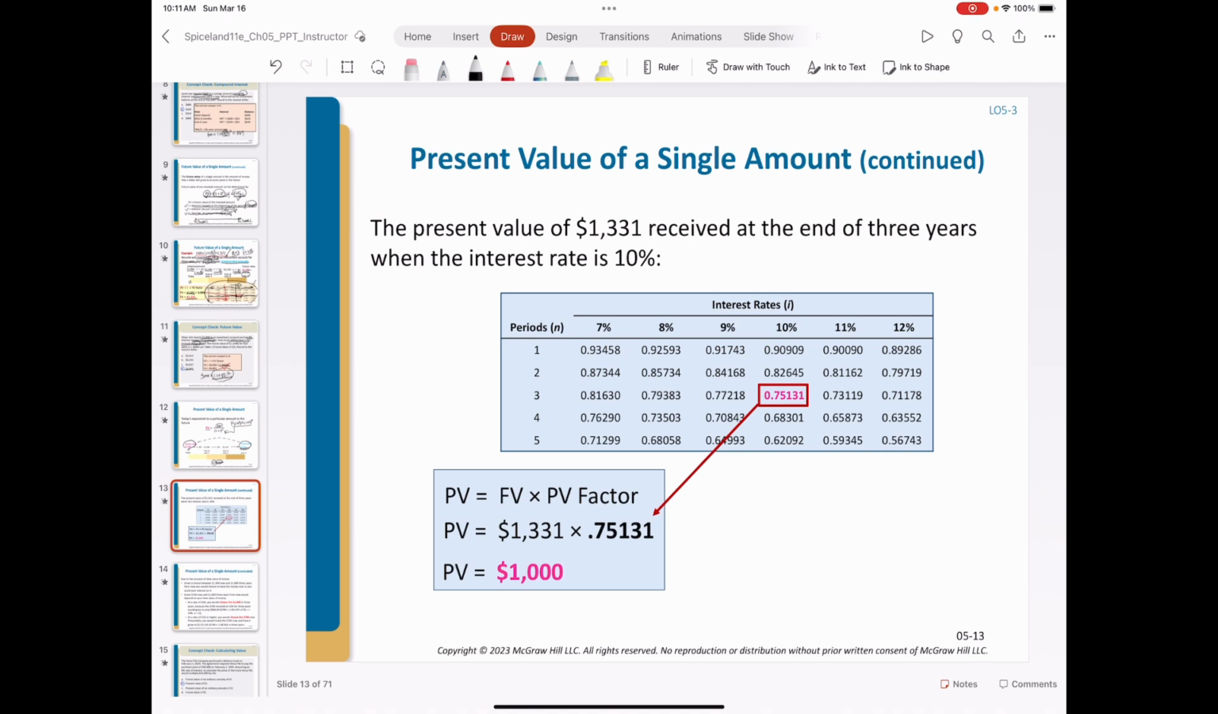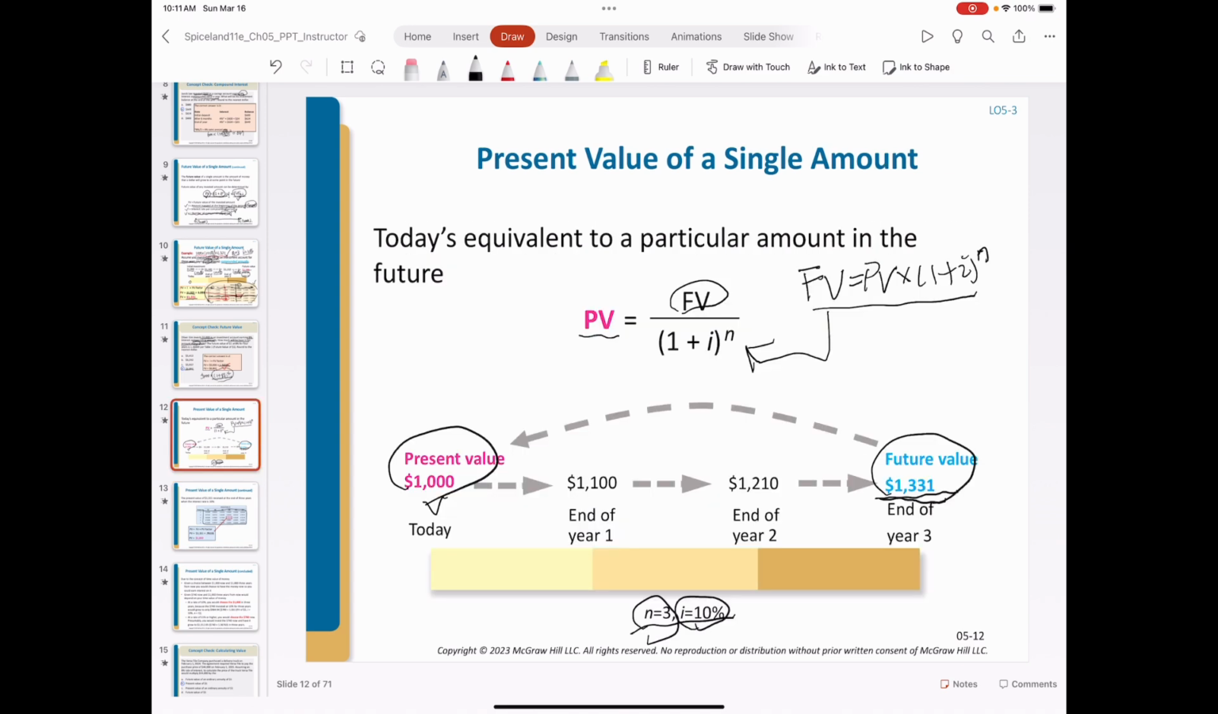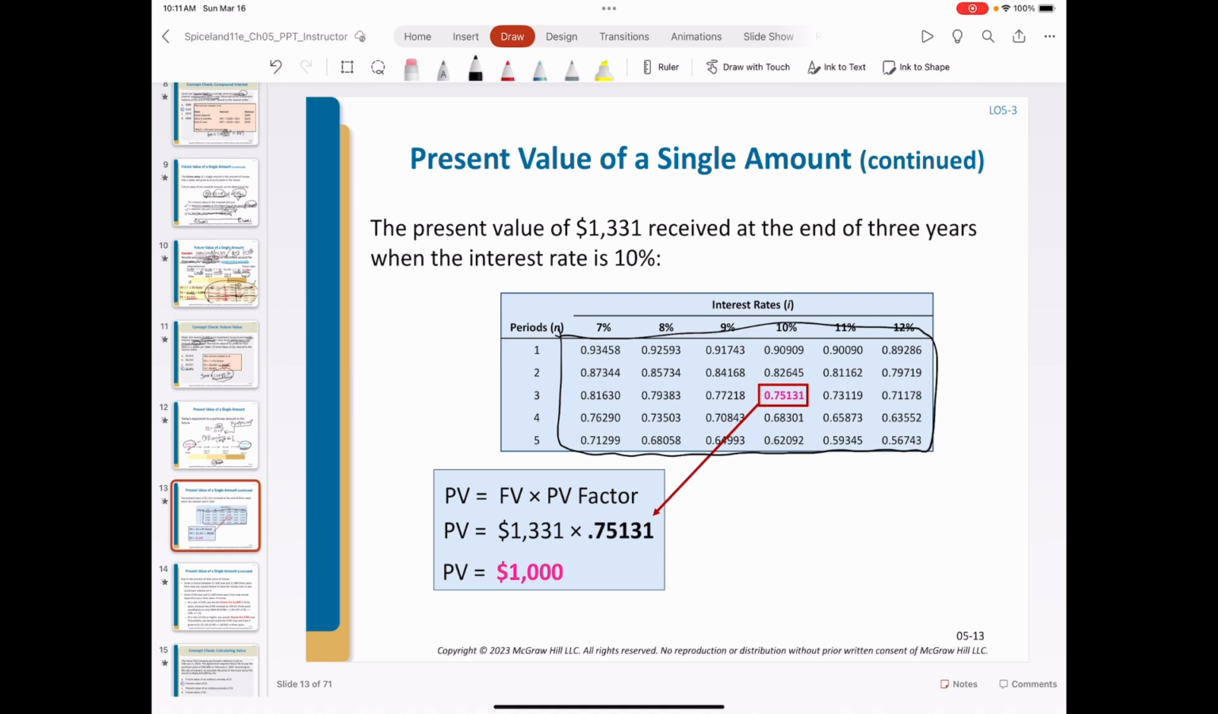You will see all these factors are less than 1 because they are present value factors. According to this, the present value factor is PVF. Its formula is this. This is always less than 1. Then we can look up period 3 and interest per period 10%. So 0.75131 was the present value factor. We multiply the amount of cash flow by the end of the 3rd year. Its present value was $1,000.